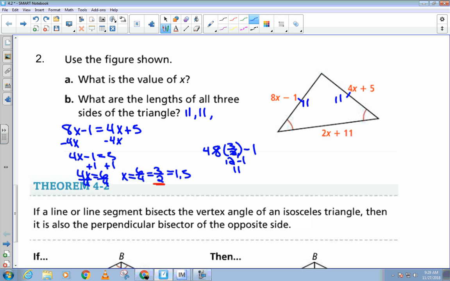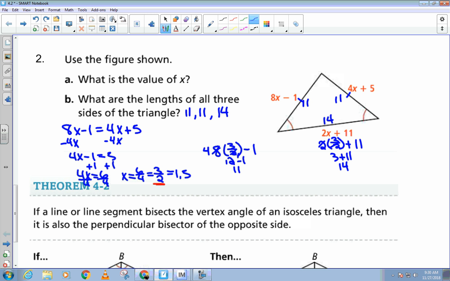And then I got to come over here and put 3 halves in here. 2 times 3 halves plus 11. What happens here? 2 goes one time, right? So they cancel each other out, and I'm left with 3 plus 11, which is 14. So my sides are 11, 11, and 14. Alright, so any questions about the isosceles triangle and its converse? Here we go. If the legs are congruent, the base angles are congruent. If the base angles are congruent, the legs are congruent.